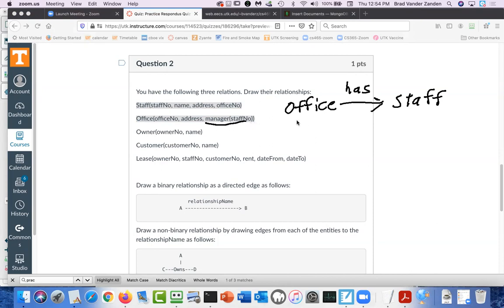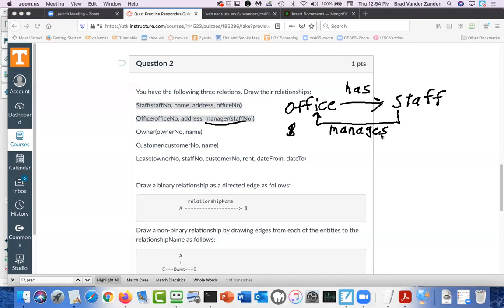Yes, but that's different. That's a separate one. So that then is staff manages. It's not works in. There's one staff member who manages an office. Okay, so it's not a works relationship. That's not actually saying that the manager works at the office. It's saying that that office is managed by one person. Yeah, that was an oversight on my part.